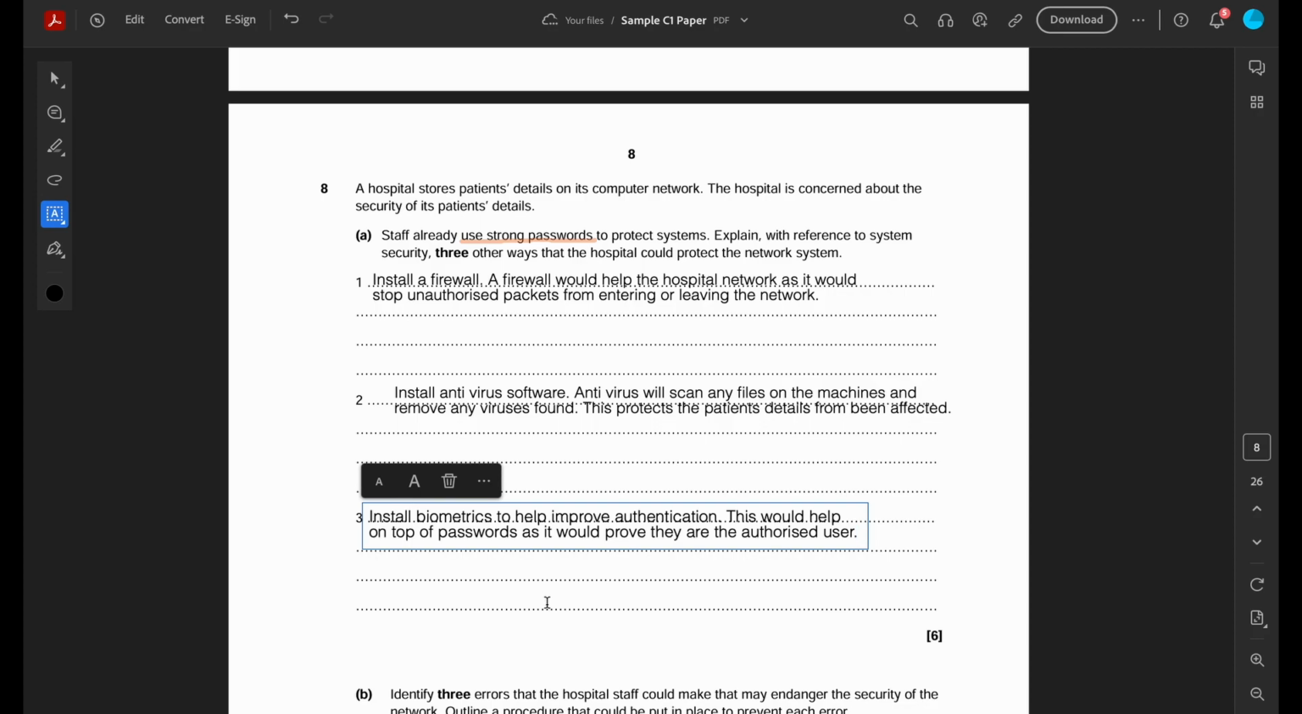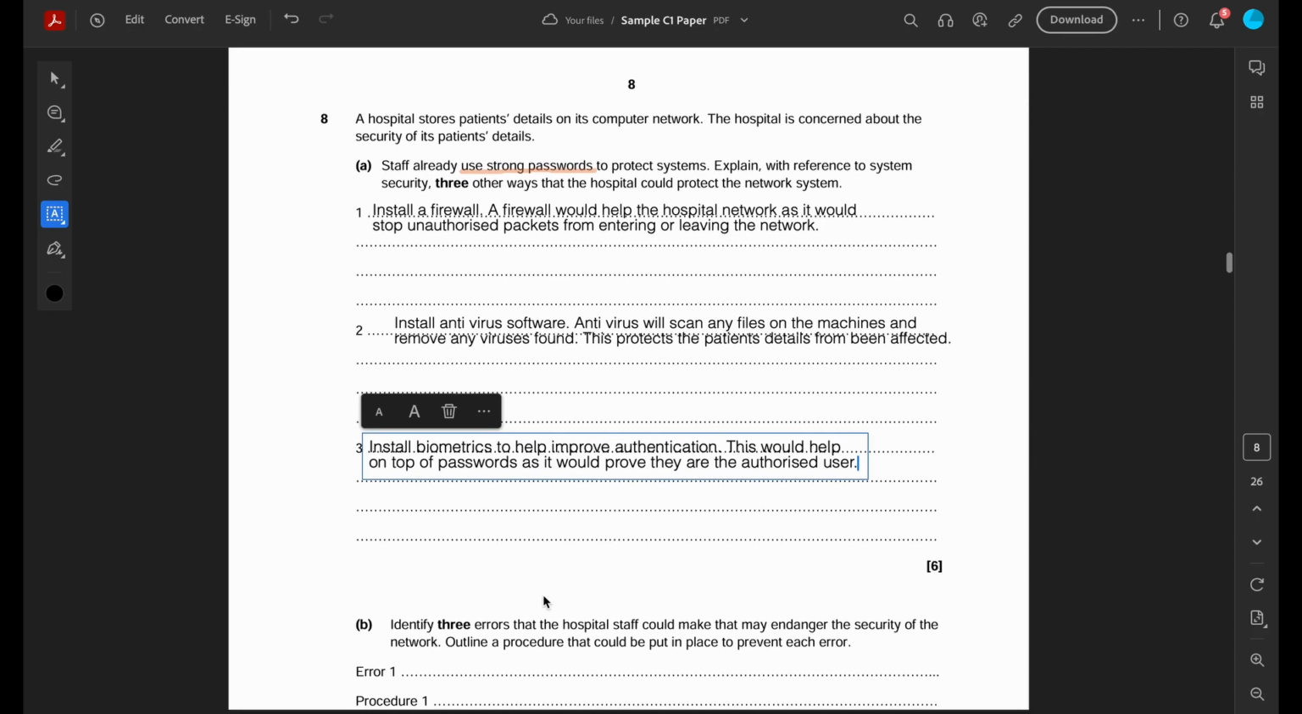And that's about it. We could talk about other things as well, like using encryption, because that would help protect people's data. We just need to think about what system security really is. Passwords are done, so most of the good ones are already done, but that's going to cover us enough to get 6 marks on that one.